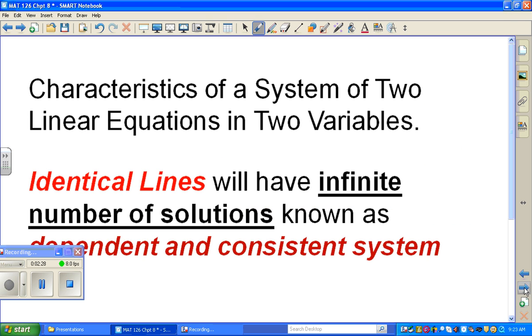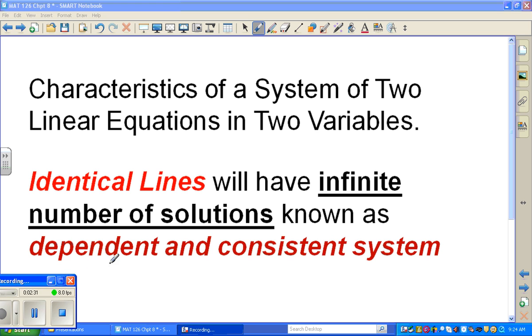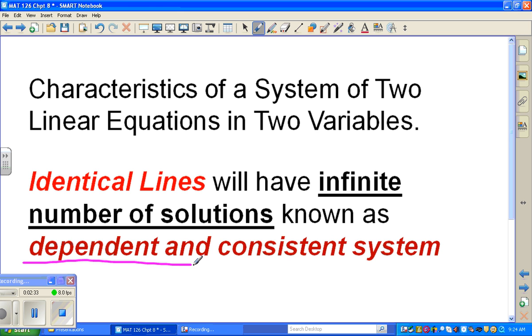Just make a little note next to the picture. Identical lines are known as dependent and consistent. They have an infinite number of solutions. This is just for your word problems, for your wording on questions where it says identify if it's consistent or inconsistent. And then it'll say if it's consistent, is it dependent or independent? So, identical lines. Obviously, one has the same equation as the other one. Yes, it happens. It happened in your homework, actually.